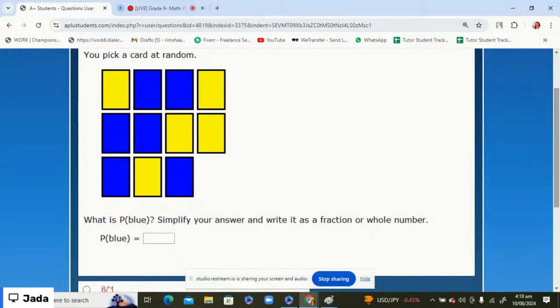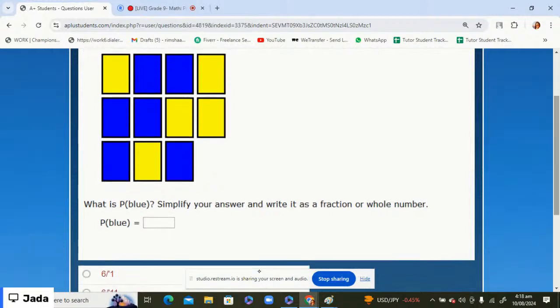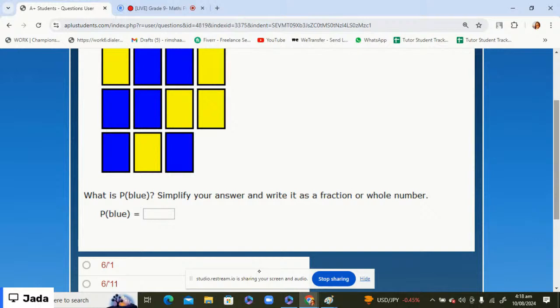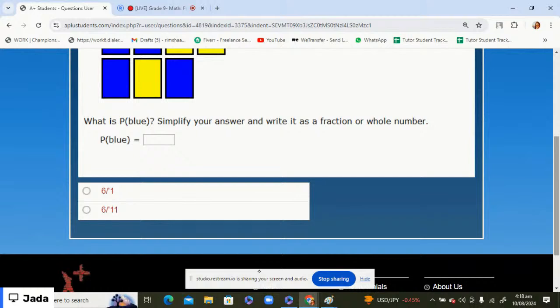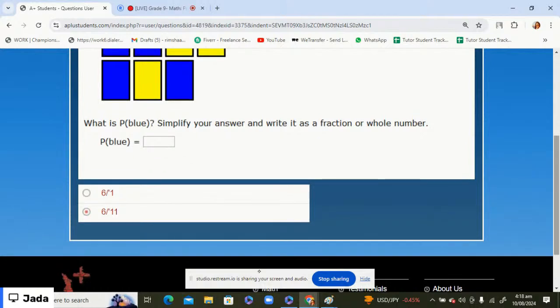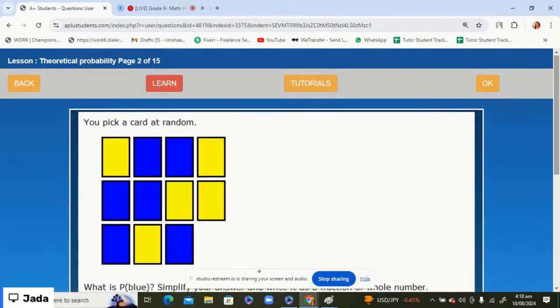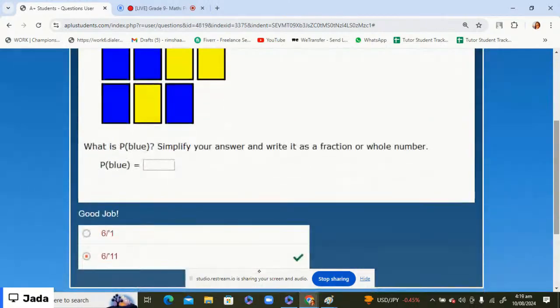You pick a card at random. What is the probability of blue? Select your answer and write it as a fraction or whole number. First of all, count how many total cards there are. It's 11. How many are you interested in? Only blue. How many blue? It's 1, 2, 3, 4, 5, and 6. So 6 over 11. Option B, okay? This is the right answer.